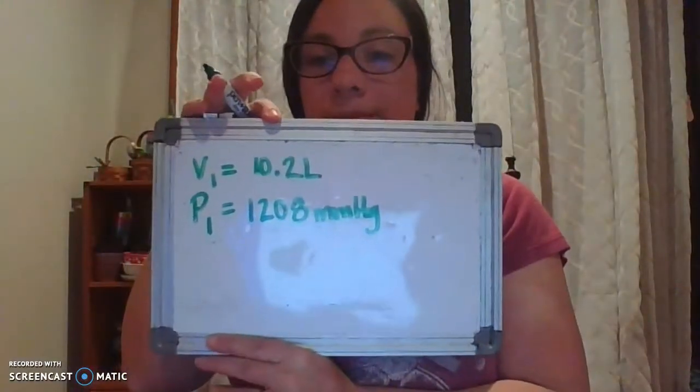Gas is enclosed in a 10.2 liter tank at 1,208 millimeters of mercury. Millimeters of mercury is a pressure unit, so that's going to be my P1 in my equation because it's the first pressure that I've been given. If the gas is transferred to a 32.6 liter tank, liter again tells us that that's another volume. So that's V2, 32.6 liters. What will the new pressure be?